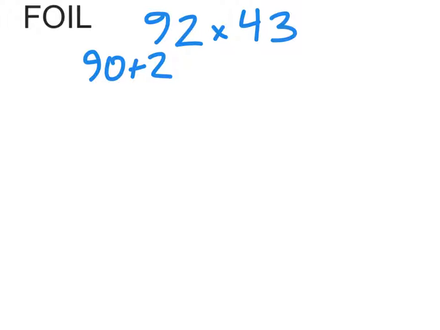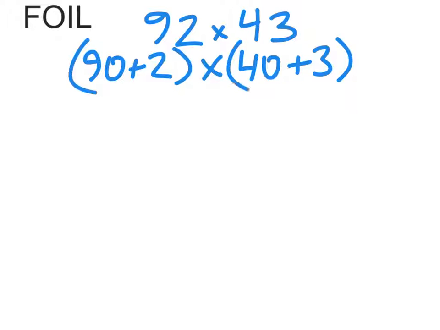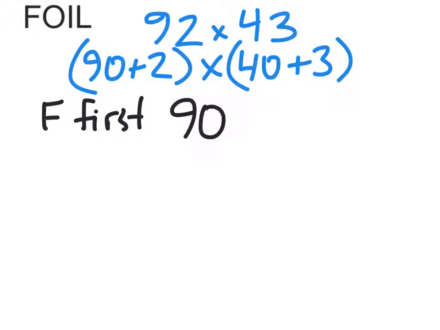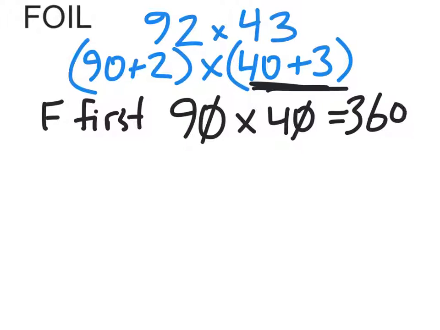Let's have a question like this. 92 times 43. So step 1 is to break this down. So 92 is broken down 90 plus 2, and I put that in brackets, times 43 is broken down to be 40 plus 3, and I put that in brackets. Alright, now for the steps of FOIL. The F stands for the first numbers. So the first number in the first pair, the first group, is 90, and I multiply that by the first number in the second pair, which is 40. Excellent.